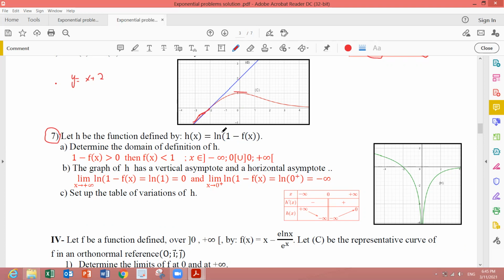To determine the domain of definition of the ln function, the function inside ln should be positive. It means that 1 minus f(x) is positive, so f(x) is less than 1. We notice here that the curve is below the line y equals 1 except at 0. At 0 we get 1, so the domain of definition is minus infinity, 0 union 0, plus infinity.